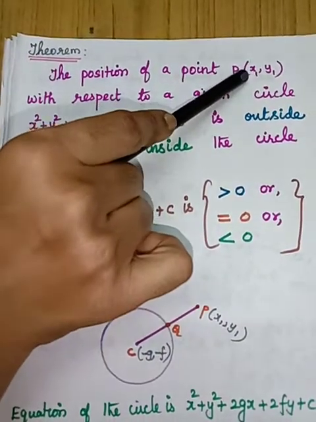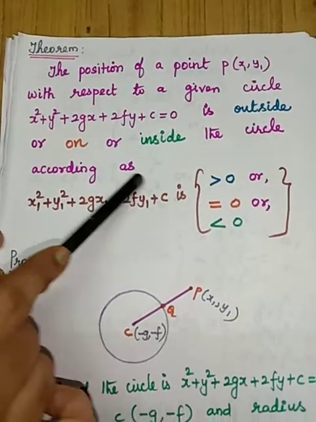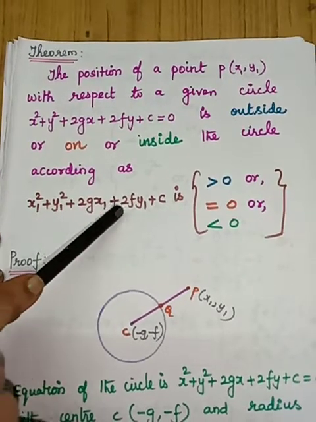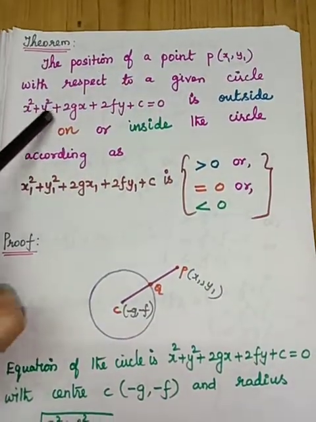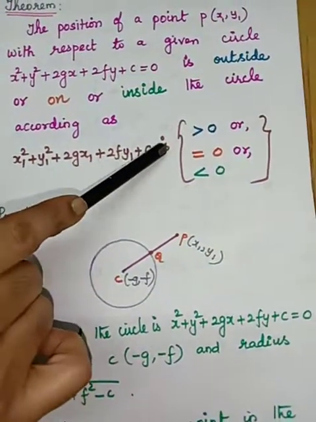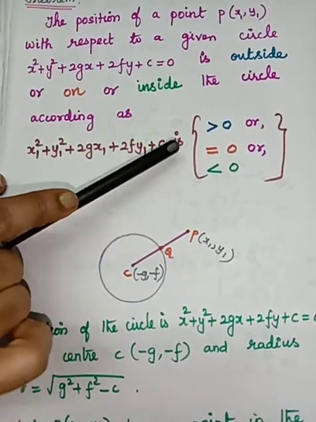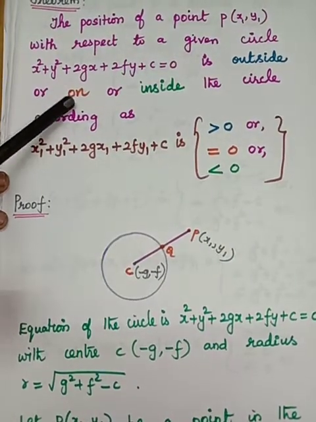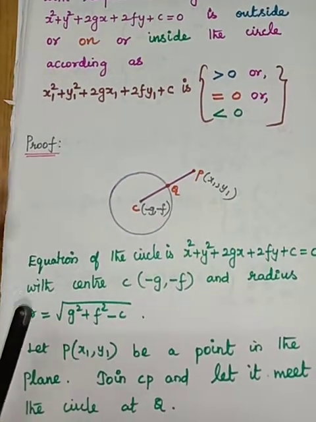What is the point given? P(x1, y1). So what you have to do? You see this result, in which we have written x1² + y1² + 2gx1 + 2fy1 + c. You have to substitute this point in the left side of the equation of the circle. After substituting, if the result is greater than 0, the point lies outside the circle. If the result is equal to 0, the point (x1, y1) is on the circle. If it is less than 0, the point is inside the circle. We'll see the proof of it.